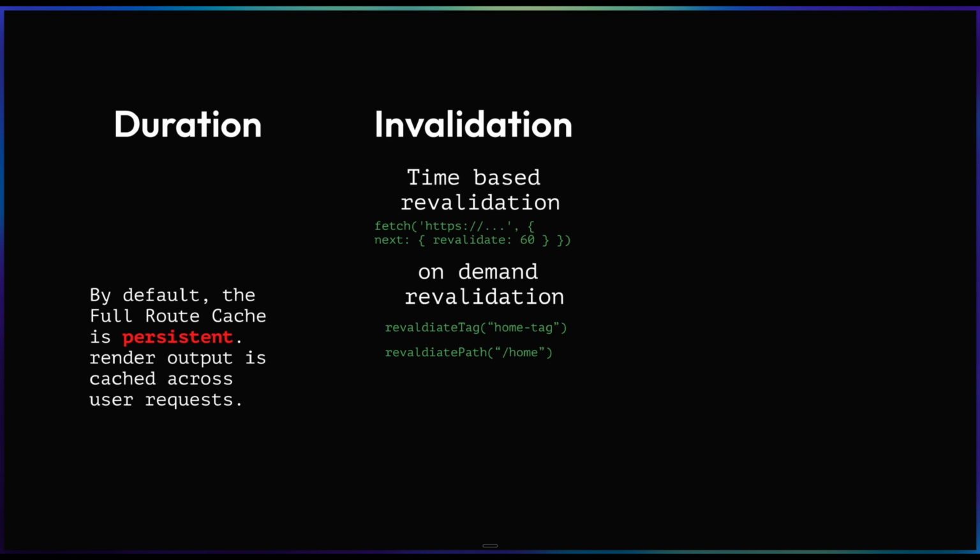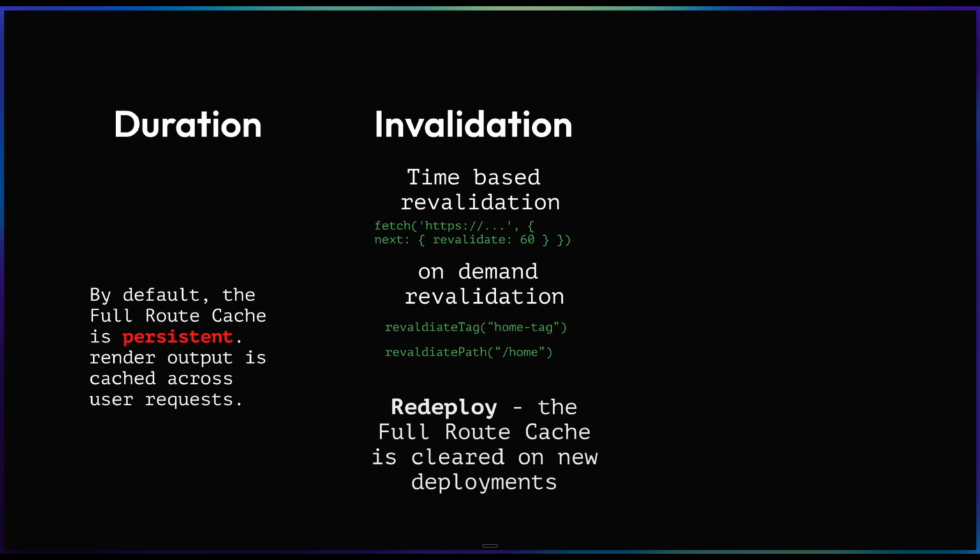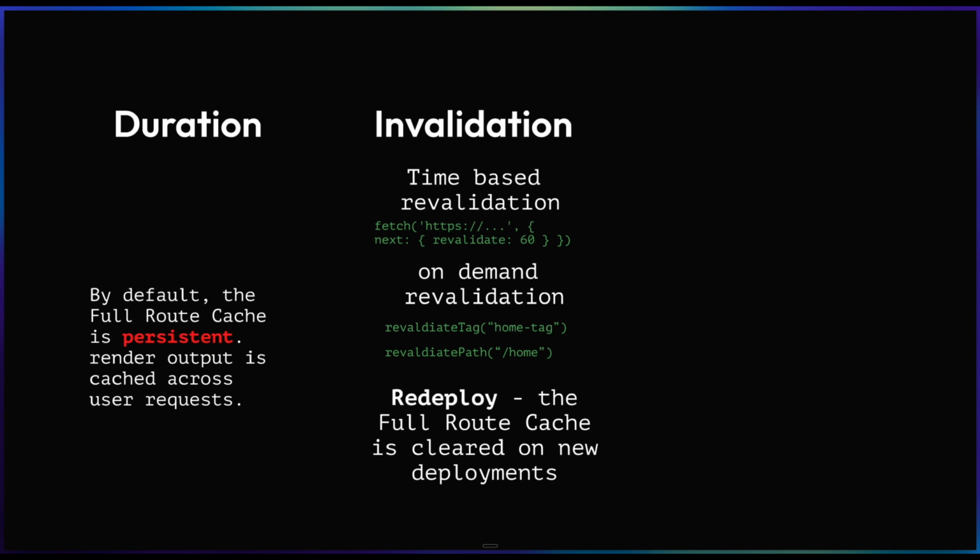When you revalidate data using methods we've already covered, like time-based or on-demand revalidation, it will also trigger a fresh render of that page. That new render output replaces what was previously stored in the full route cache. The second way is redeploying your app. Unlike the data cache, which can persist across deployments, the full route cache is always cleared on a new deploy.